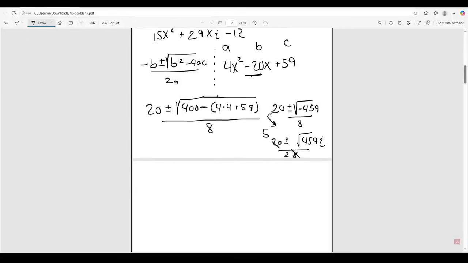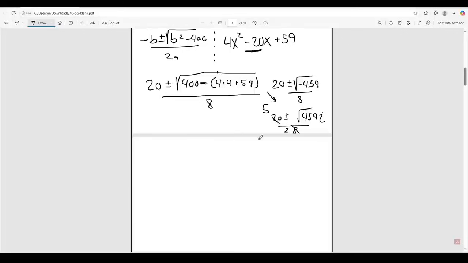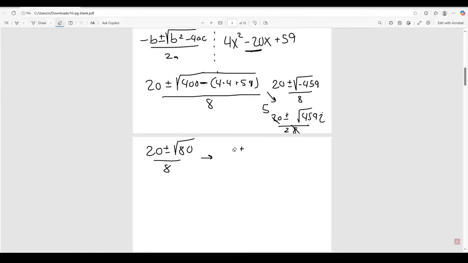Another key tip you need to know for the Algebra 2 Regents is how to simplify radicals. For example, let's say I got 20 plus or minus radical 80, all divided by 8. If I put this as an answer and they asked for simplest terms, this would be marked as incorrect because technically you can simplify it further. And I'm not just talking about dividing the 20 by 4 and the 8 by 4 and getting 5 plus or minus radical 80 divided by 2. That would be incorrect here. Why? Because you're not simplifying the radical 80 like you need to.